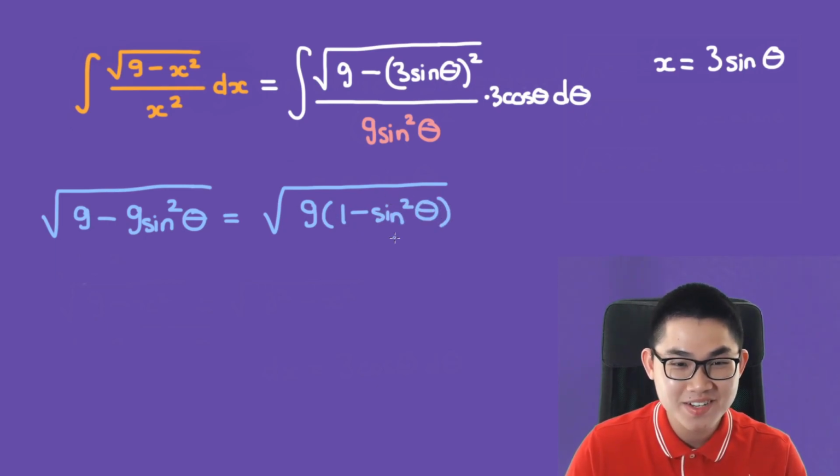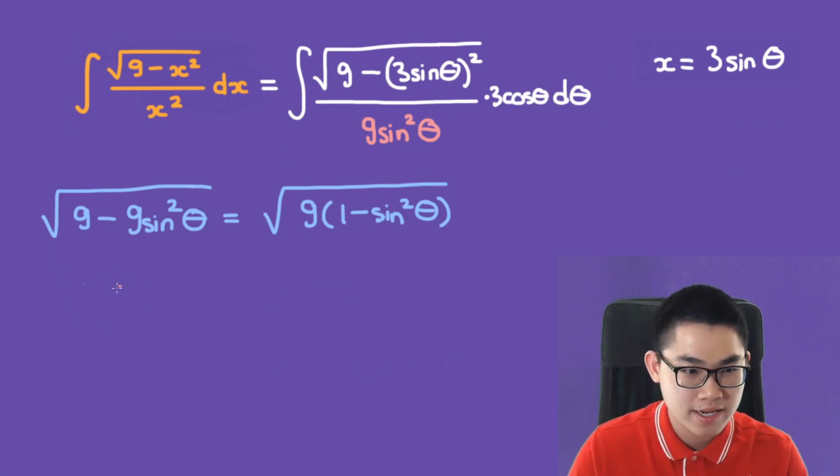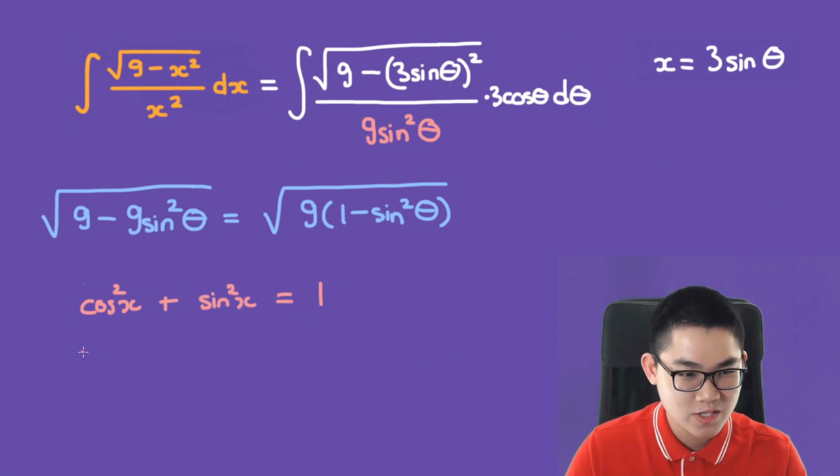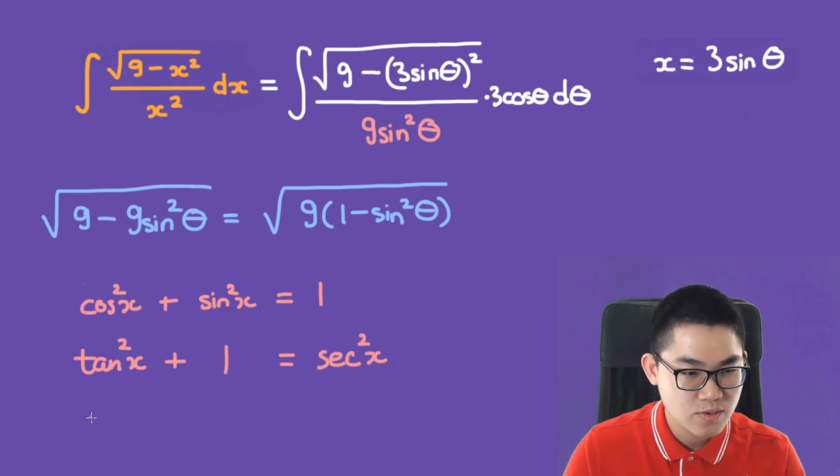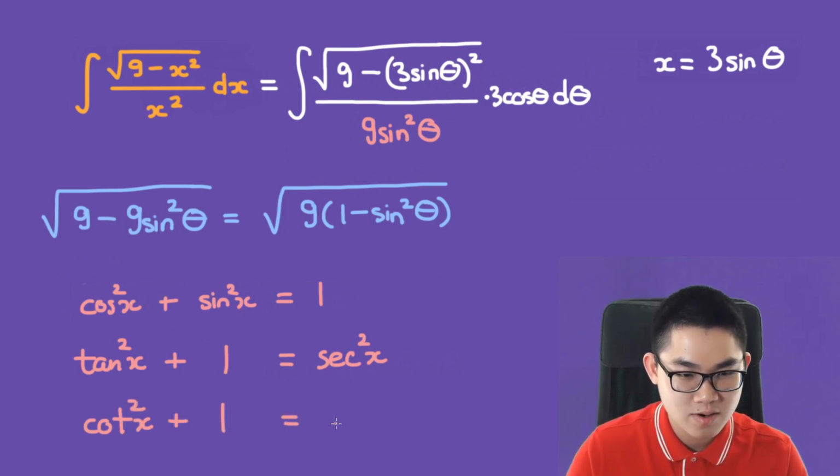Now we can still keep simplifying this using our trigonometry identities that you might have learned in high school. Those are: cosine of x to the power of 2 plus sine of x to the power of 2 is equal to 1. You also have tan of x to the power of 2 plus 1 is equal to secant of x to the power of 2. And the last one is cotangent of x squared plus 1 is equal to cosecant of x to the power of 2.